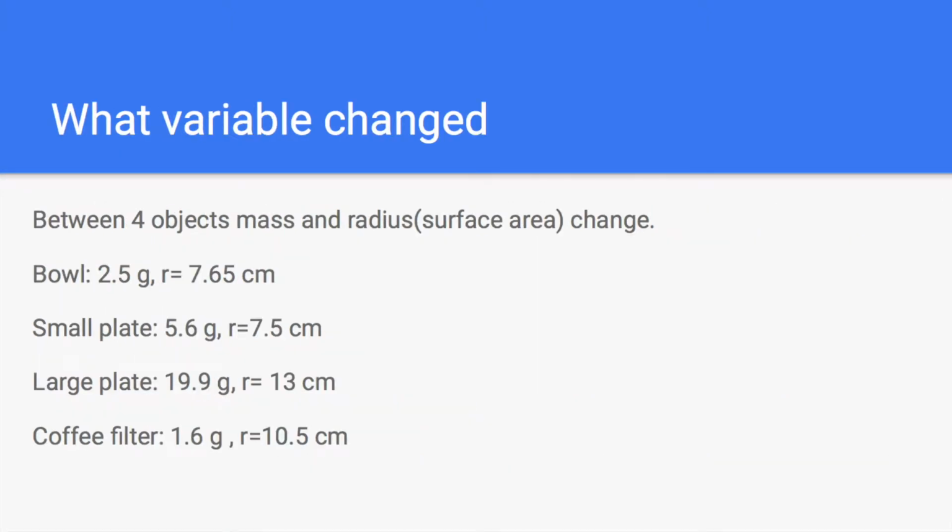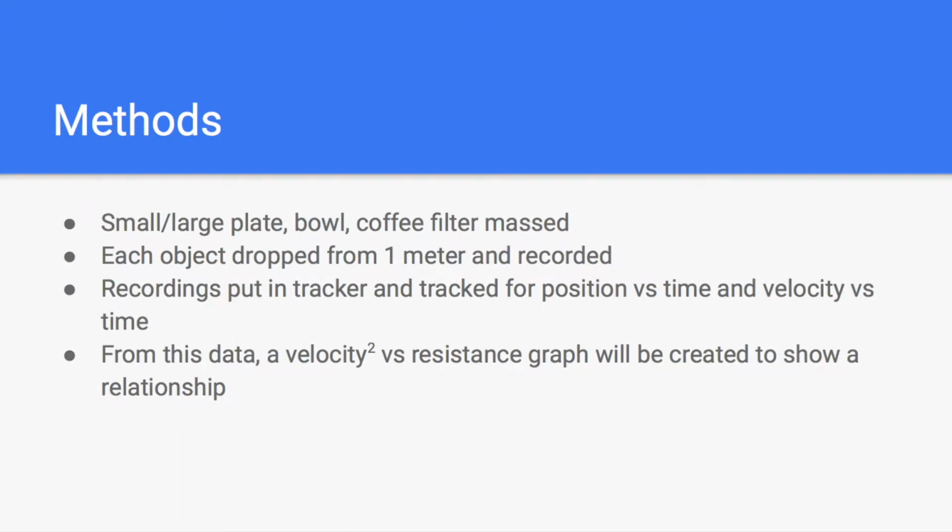For the four objects we observed, we changed the mass and the radius of each object. For our experiment, we used a small plate, large plate, bowl, and coffee filter. These four objects were massed and then dropped from 1 meter and recorded for position versus time and velocity versus time. From this data, we created a velocity squared versus resistance graph that will show the given relationship.